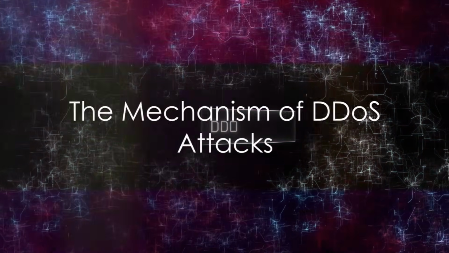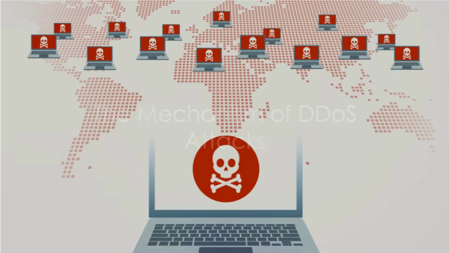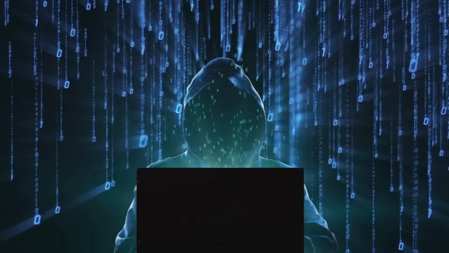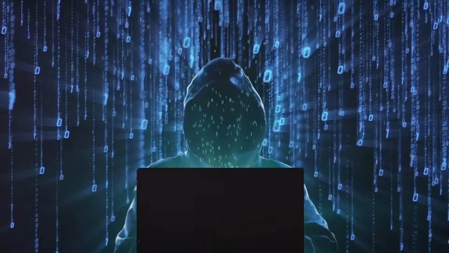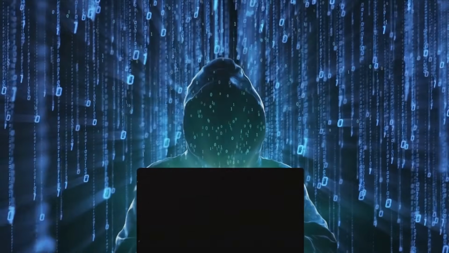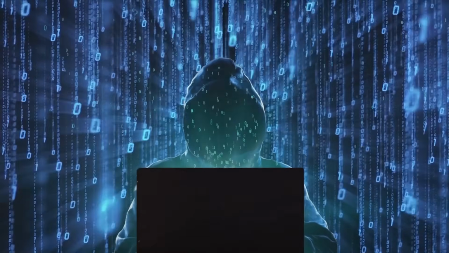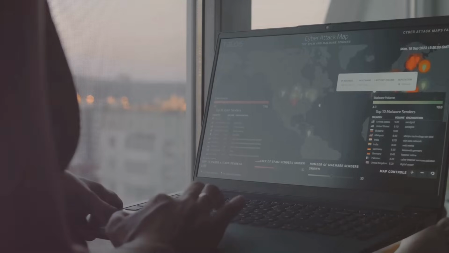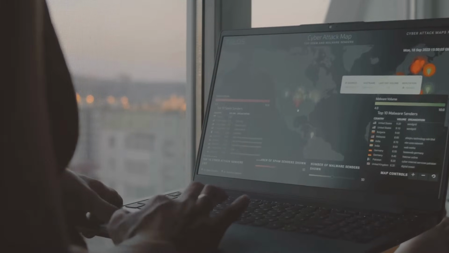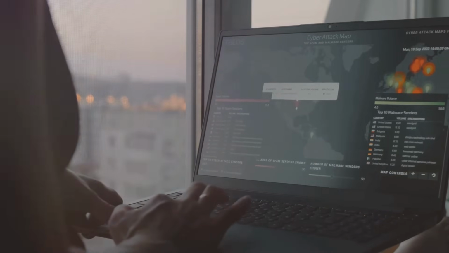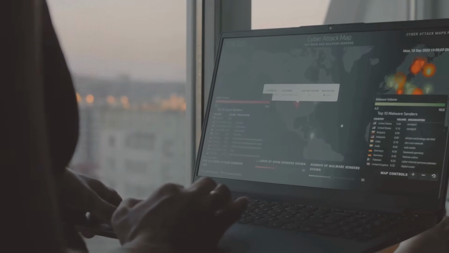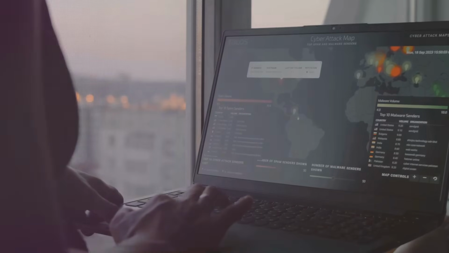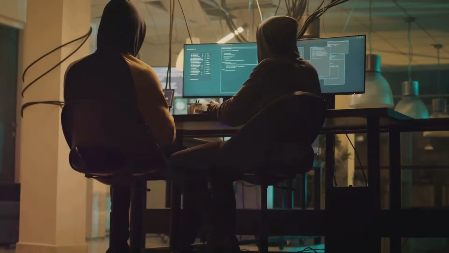So how do DDoS attacks actually function? Well, the key to understanding DDoS attacks lies in the first D, distributed. Unlike other cyber attacks, DDoS attacks don't come from a single source. Instead, they're launched from multiple computers, often tens of thousands, all over the world. These computers have been infected with malicious software, turning them into zombies that the attacker can control. This network of infected computers is known as a botnet.